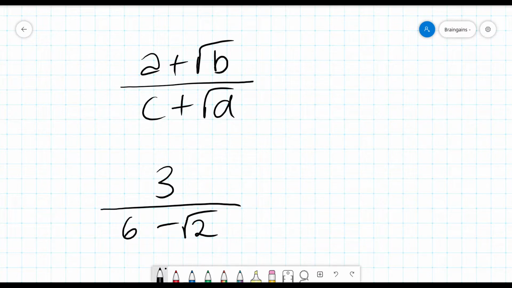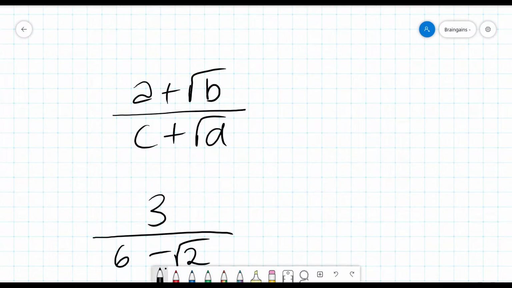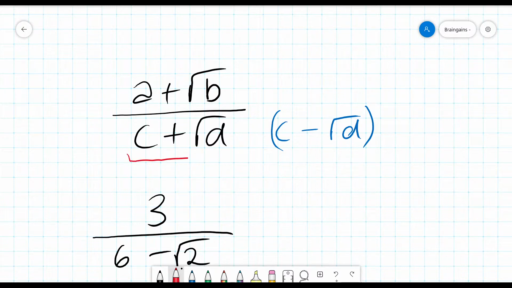So the only way that we can rationalize the denominator, and I will be using the form that we see above, is if we multiply the denominator by c minus root d. Now, notice the similarity between our denominator and what we're multiplying by. It's exactly the same, except the sign is different. Now, this is the only way that we can make the denominator a whole number, and we'll go through the example to show you how it works.